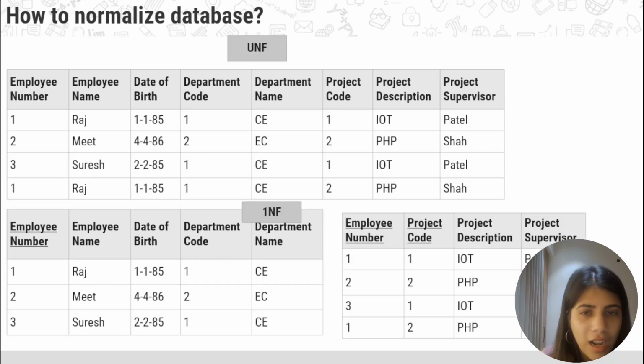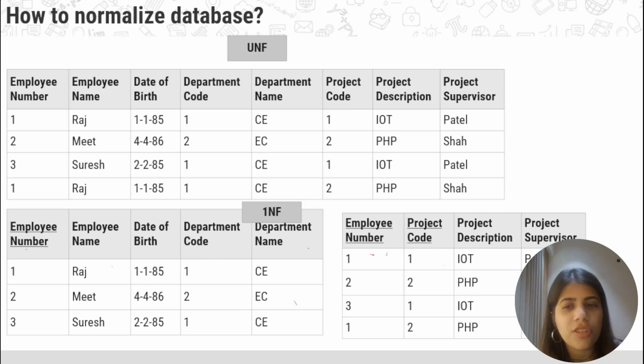So to do that, I have divided this into two tables over here. Employee number, employee name, date of birth, department code, department name. This is one table. And from the employee number I can also get the project details, that is, which employee is working on which project, with the project code, project description and project supervisor. This is my first normal form.